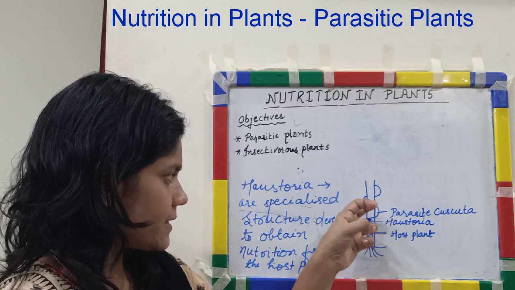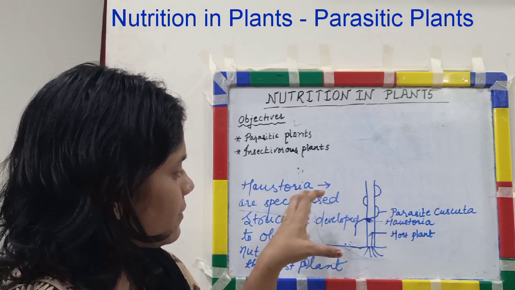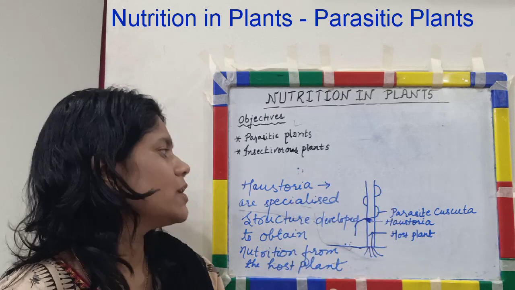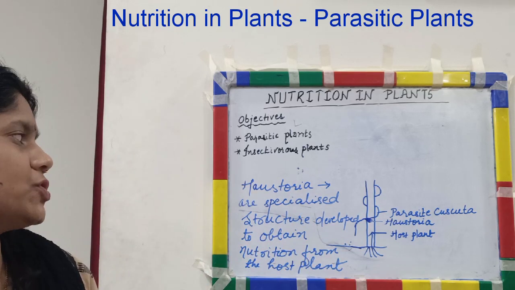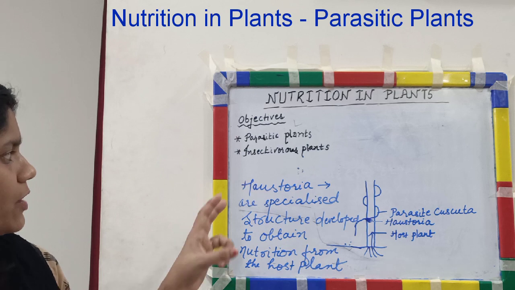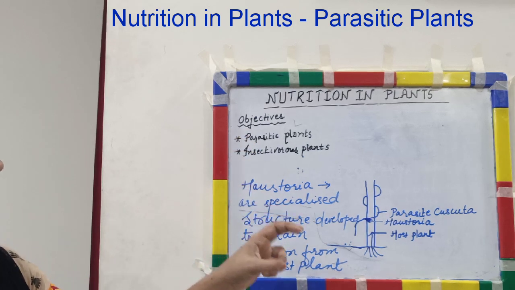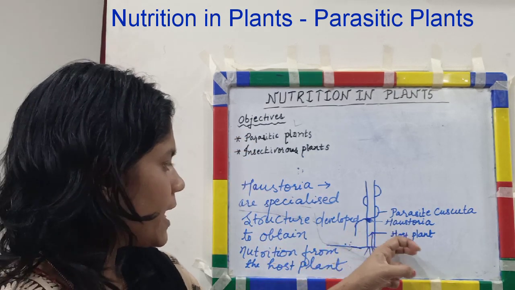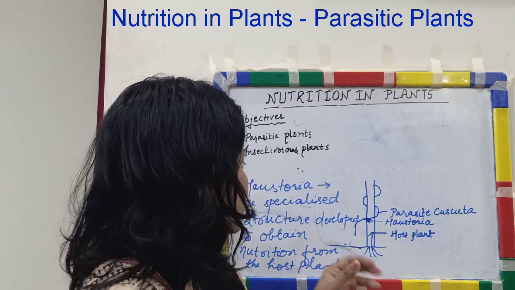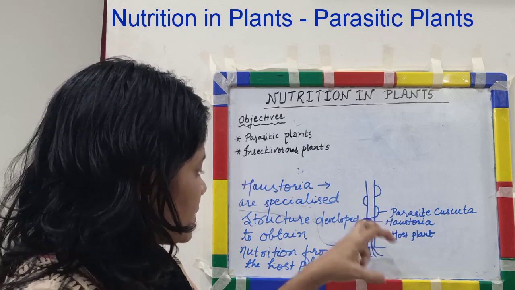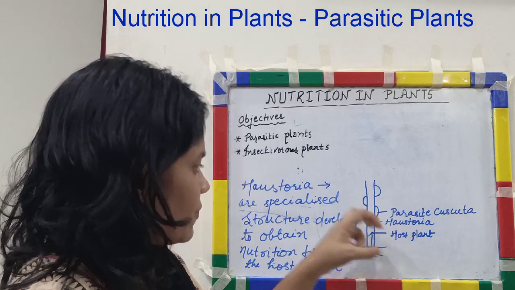After it has surrounded the host plant, it may extend its boundaries to other plants also. So in this topic, we have learnt about parasitic plants, we have learnt about the host plant, and we have learnt about the specialized structure through which the parasitic plant establishes a connection with the host plant.